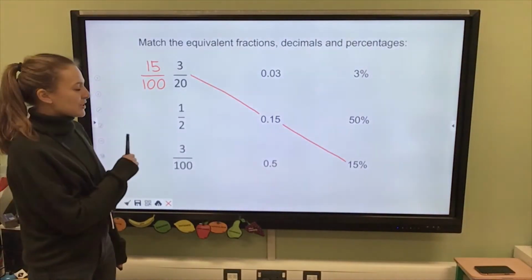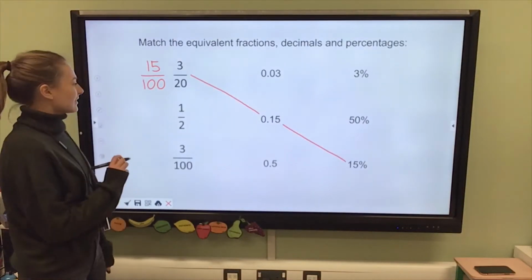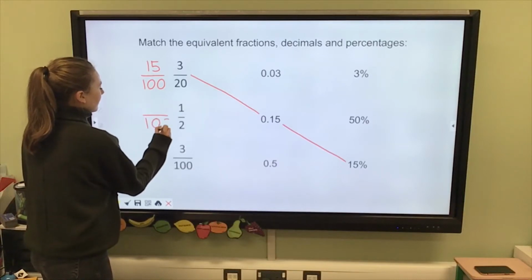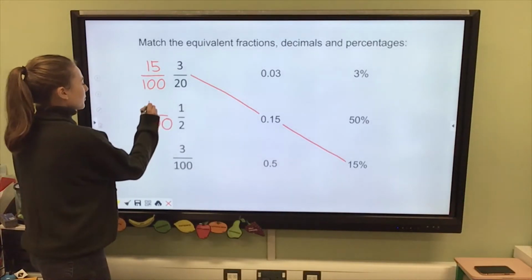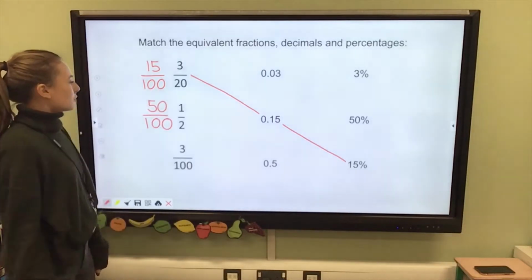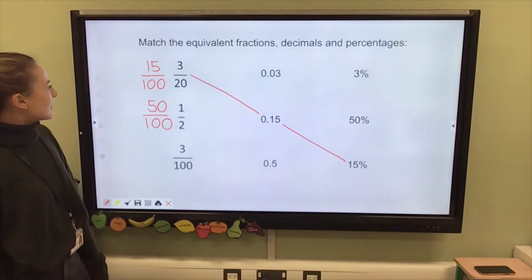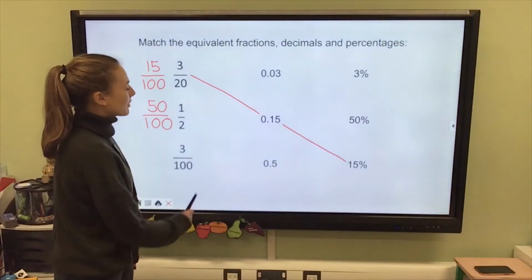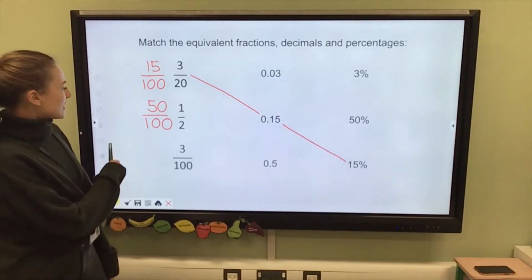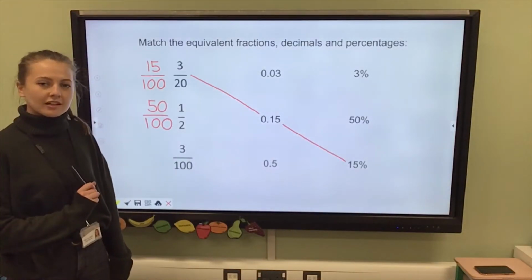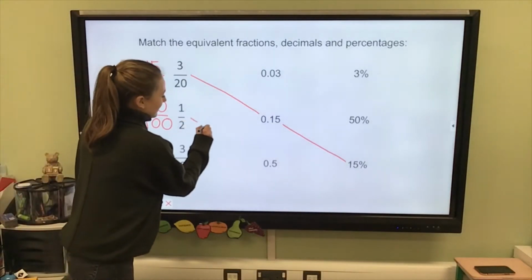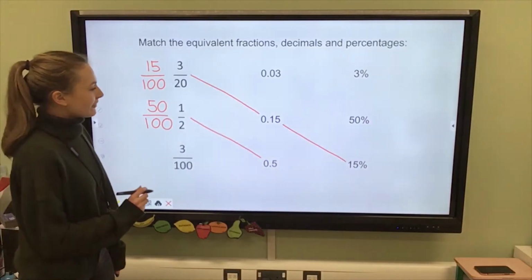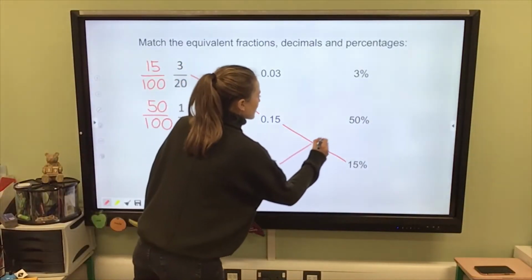So what do I need to multiply 2 by to get to 100? That's right, I need to multiply it by 50. Okay, so then I need to do the same to the top, which gives me 50 100ths. Okay, so now have a look at my two remaining decimals that I have. I've got 0.03 and 0.5. Which one is 50 100ths equivalent to, do you think? Yeah, I know that 50 100ths is equivalent to 0.5, which is also equivalent to 50%.